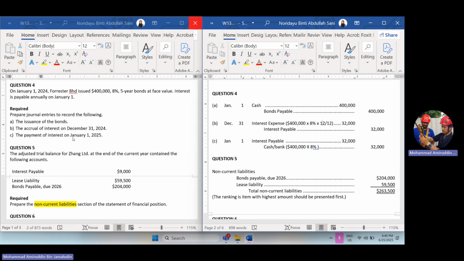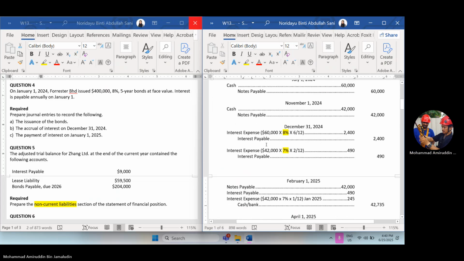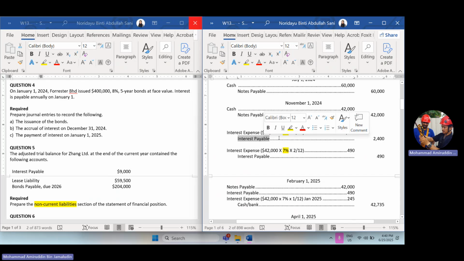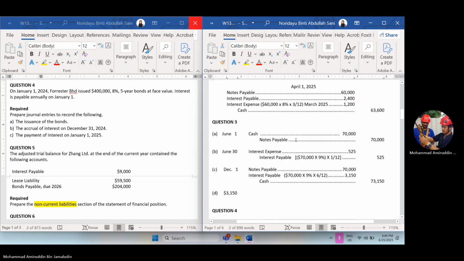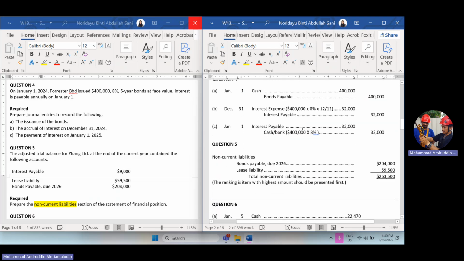Next, the payment of interest on January 1st. The next day only we pay. So debit interest payable, credit your cash or bank. This is the one that I mentioned to you just now. When you pay, debit interest payable. So one credit, one debit, settle your liability. And then credit bank or cash. That's all for question 4.